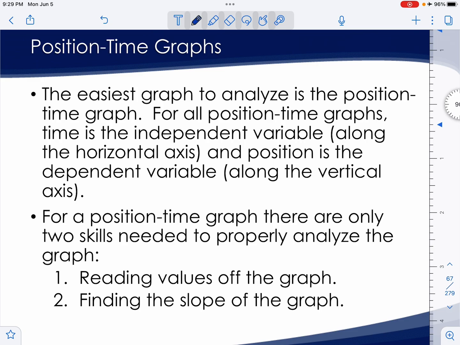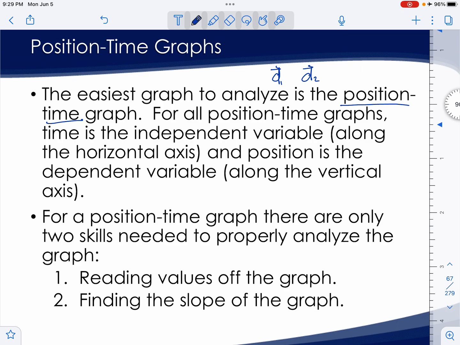The easiest graph to analyze that we're going to start with is called a position time graph. Now notice that it says position first and time. When we were going over the lessons earlier, we had position, right? Like a position 1 and position 2 relative to a reference point. So when it says position, it's referring to that, and then time.